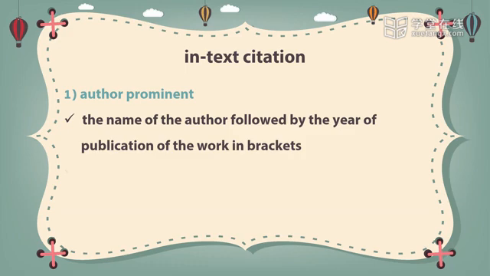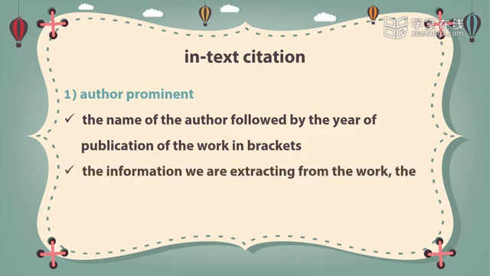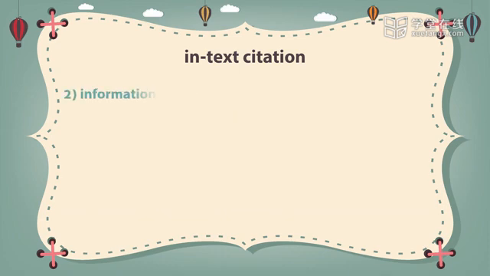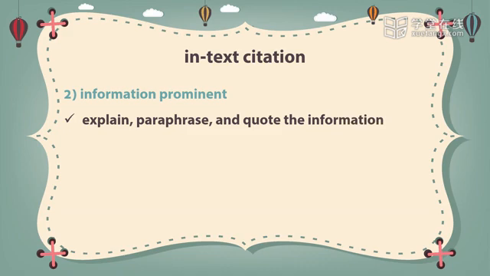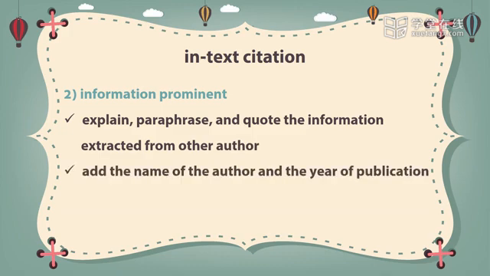And after that, we would write the information we are extracting from his work, the quotation or paraphrasing of his work. And the second type would be the information prominent. So first we explain, we paraphrase, we quote the information we're extracting from this other author, and in the end we have to add the name of the author and the year of publication inside brackets.